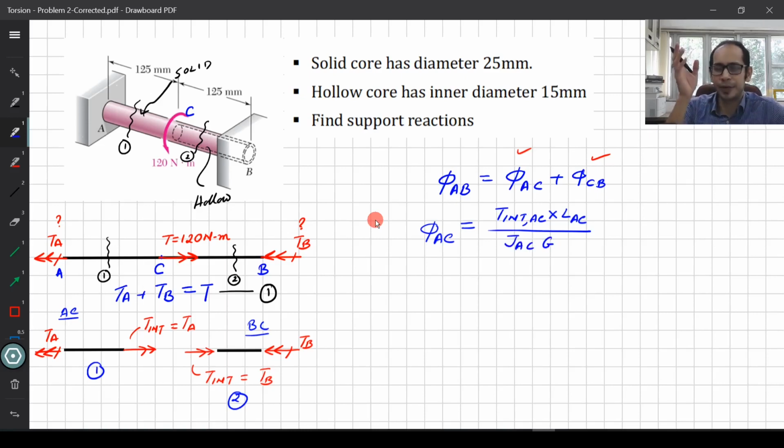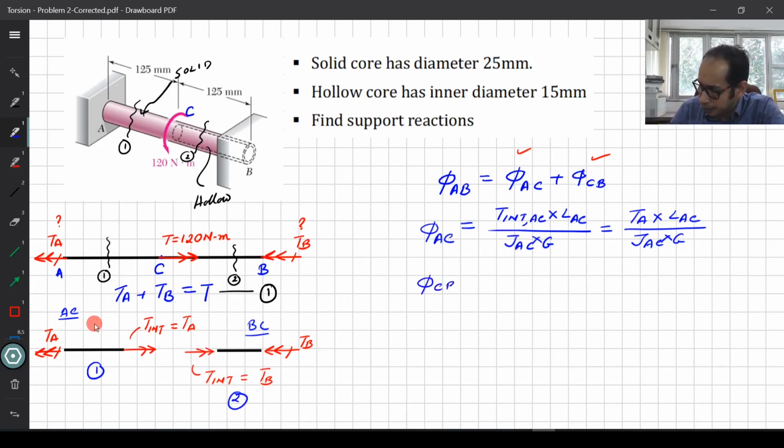Let's say it's made of the same material, so G is the same for both the AC and the CB. Because T internal in the portion AC is nothing but TA over here, because this is for the section AC, that is equal to TA times LAC divided by JAC times G. Okay, so that gives me my phi AC. Now the next one is my phi CB.